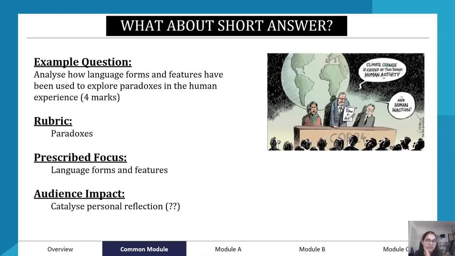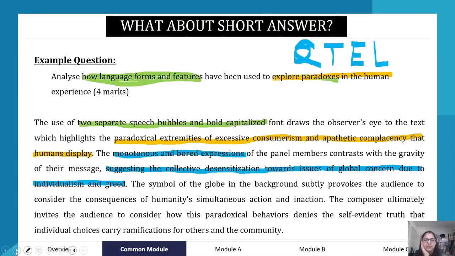And if I just go back, let's have a look here. So these are the panel members. They're saying time is time to act, and then they say climate change is caused by two things: human activity and human interaction. Sorry, human inaction. All right. So that was the first piece of evidence. They're actually looking bored, which, you know, contrasts their message they're trying to show. So that's another technique. Contrast is also a technique.